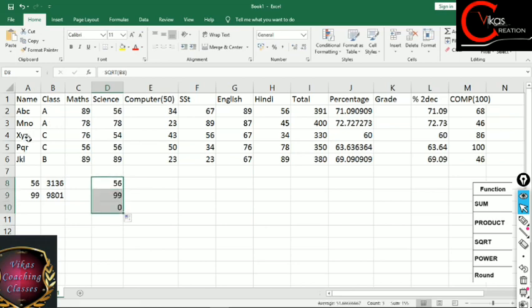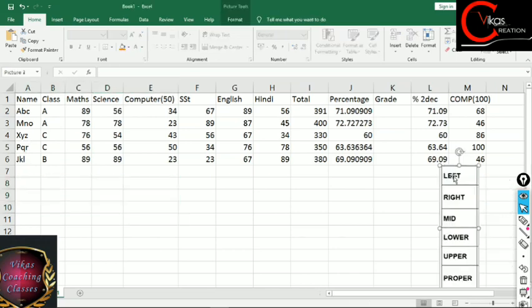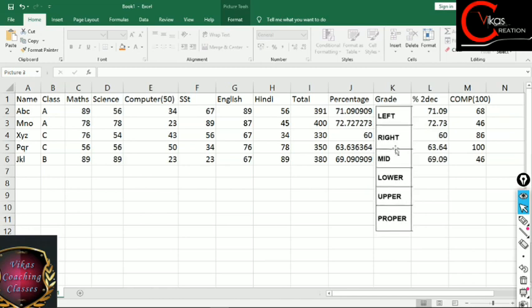Next we have to discuss about our string functions. Now our next set of function is string function. Here we have to discuss about these few functions. I am writing this side over now. Fine. Here we have to discuss about these few functions: left, right, mid, lower, upper and proper.